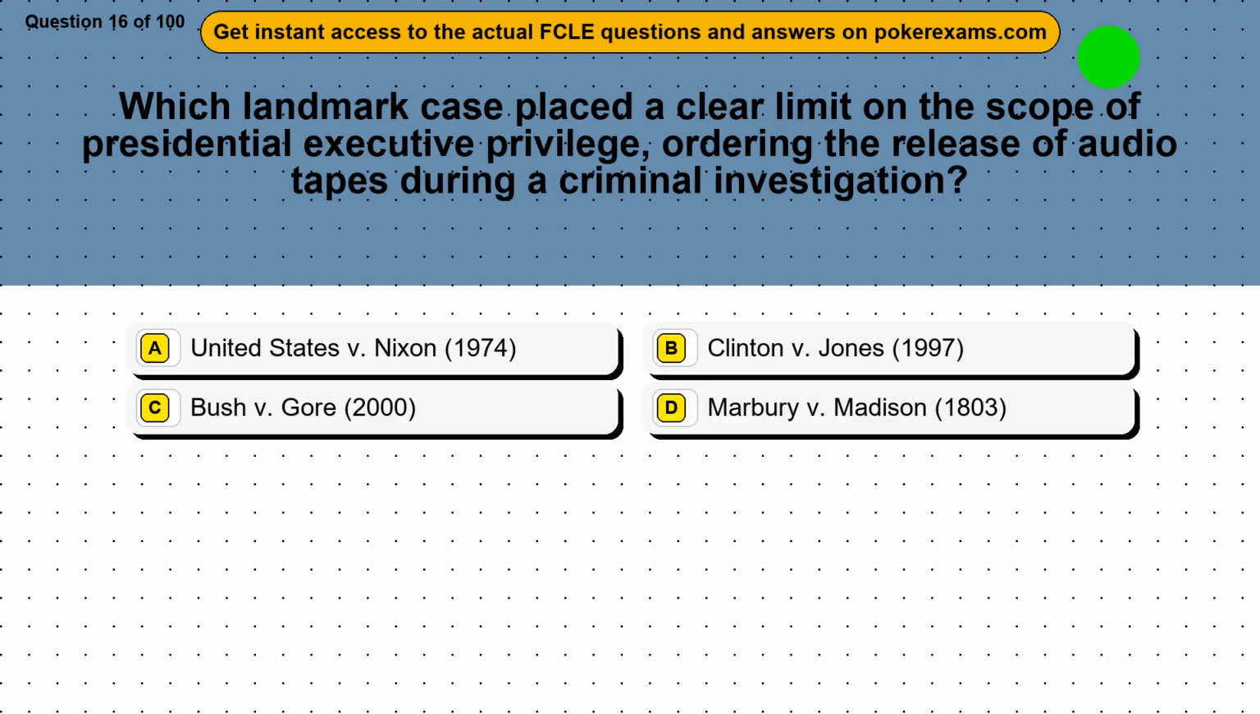Question 16. Which landmark case placed a clear limit on the scope of presidential executive privilege, ordering the release of audio tapes during a criminal investigation? Option A, United States v.